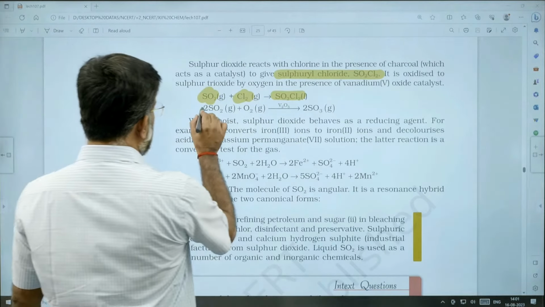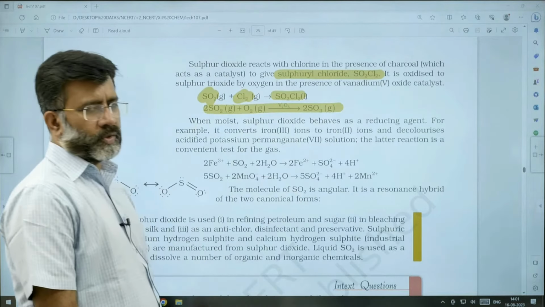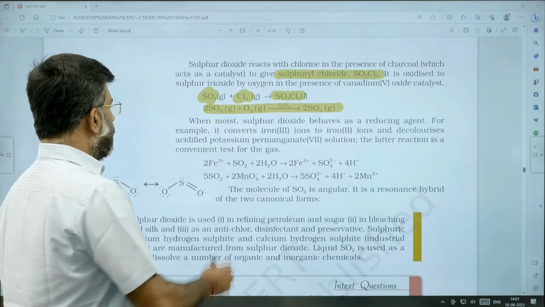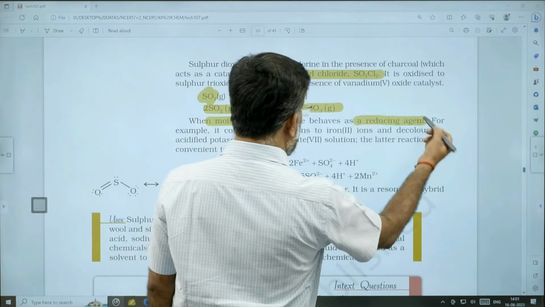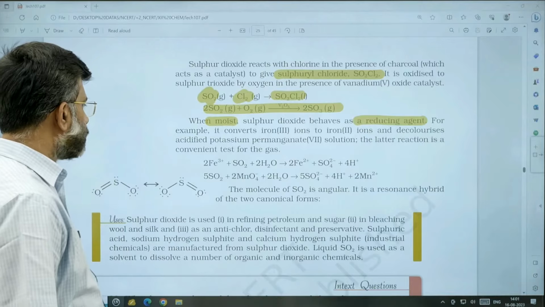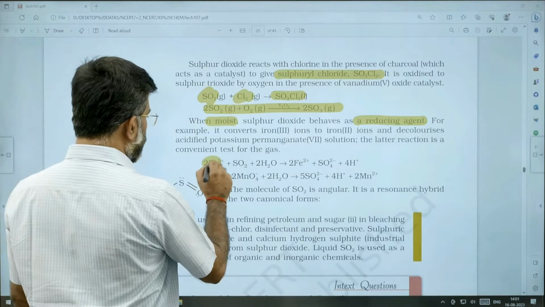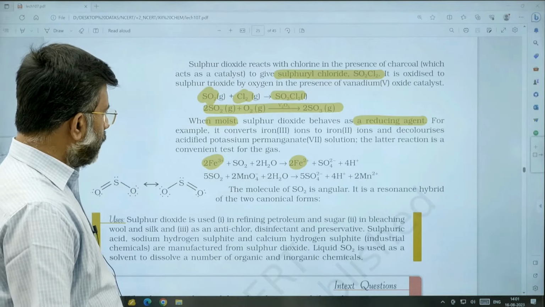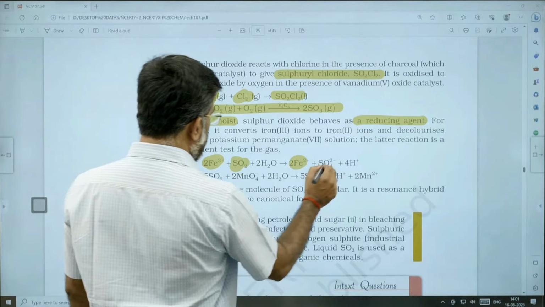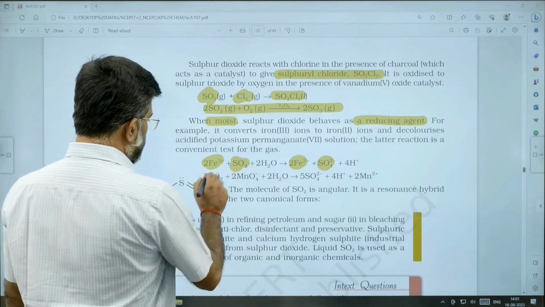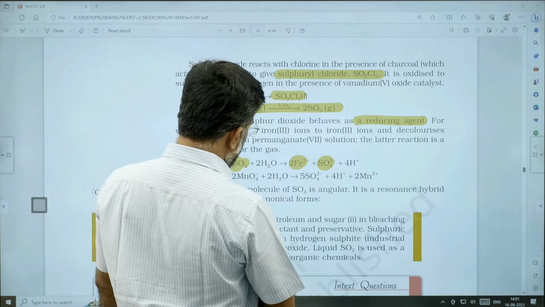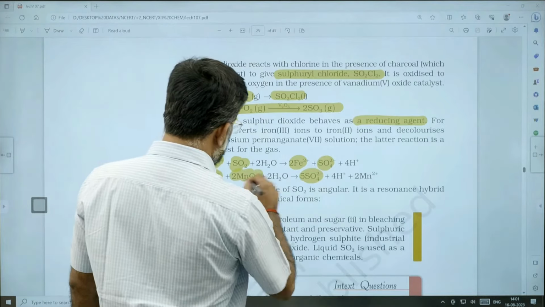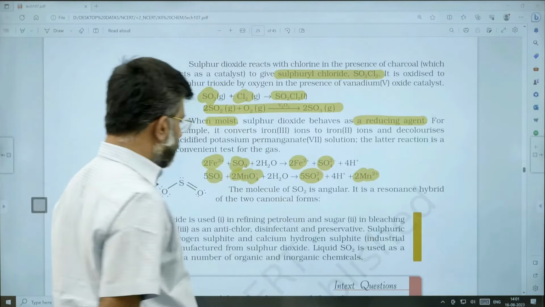And this is the most popular reaction, the preparation of sulfuric acid by the contact process. In moist condition, it behaves like a reducing agent. It reduces ferric to ferrous, where SO2 itself is oxidized to sulfate. Sulfur dioxide is oxidized to sulfate and permanganate is reduced to Mn2+.